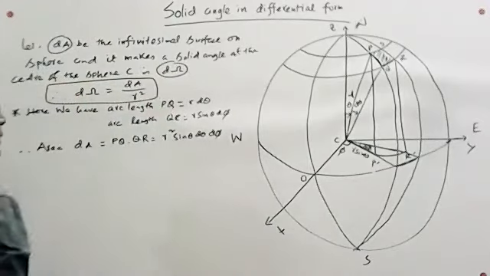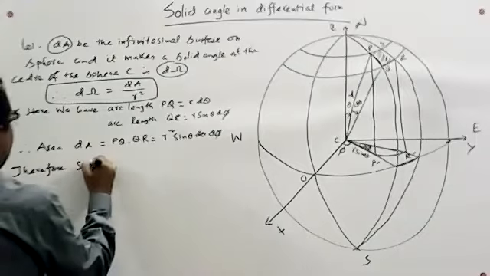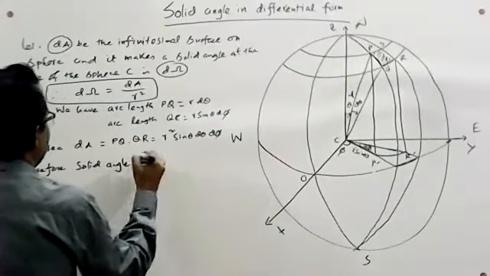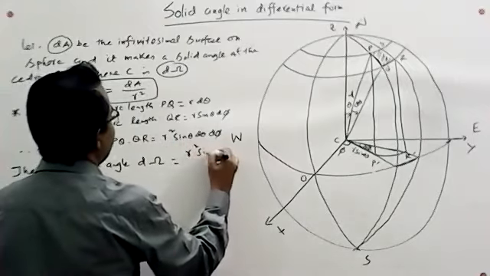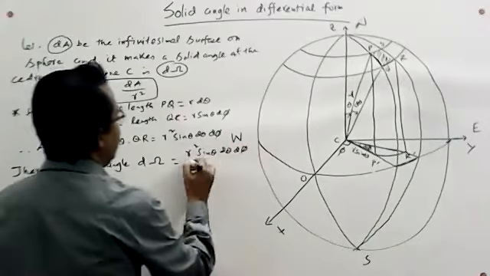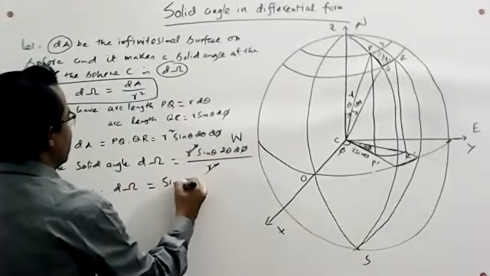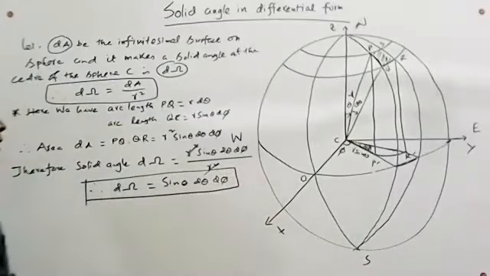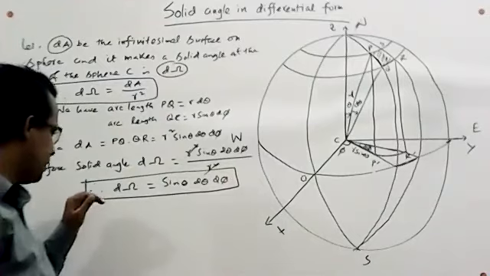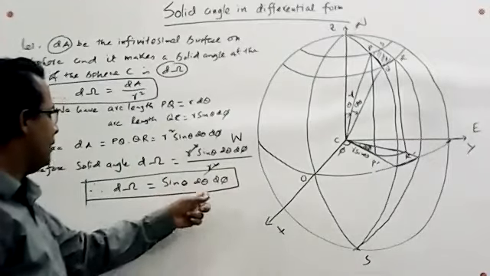We know that the solid angle d omega is equal to dA over R square. Therefore, d omega will be dA over R square. We have dA equal to R square sin theta d theta d phi, divided by R square. Therefore, the solid angle will be: R square will be cancelled, d omega equal to sin theta d theta d phi. So here, students, we have got another formula for finding solid angle in differential form, which is expressed by d omega equal to sin theta d theta d phi.